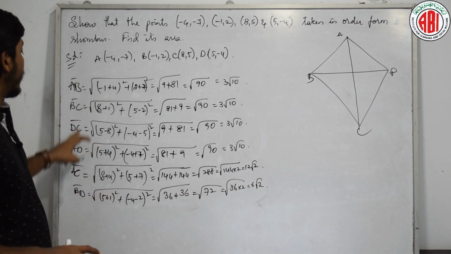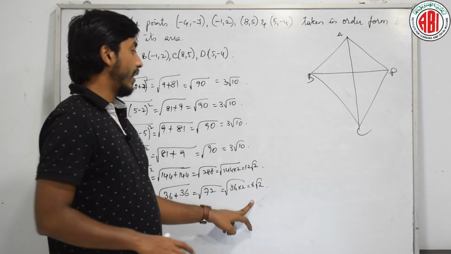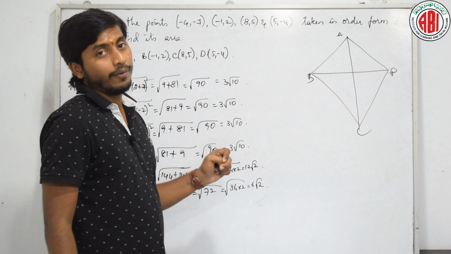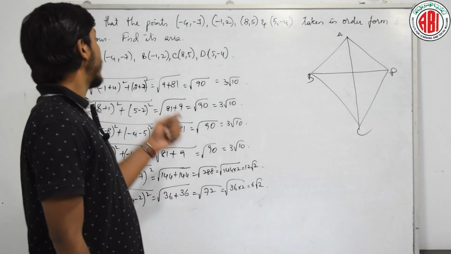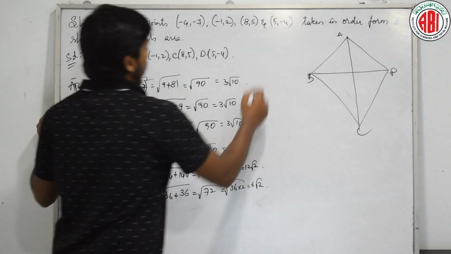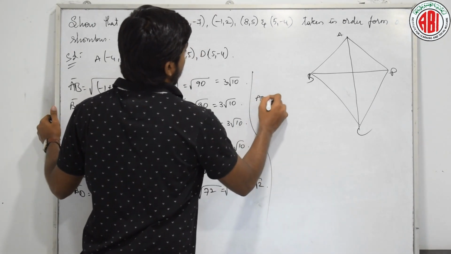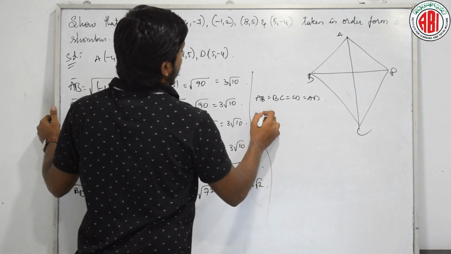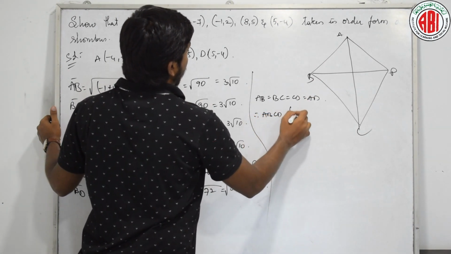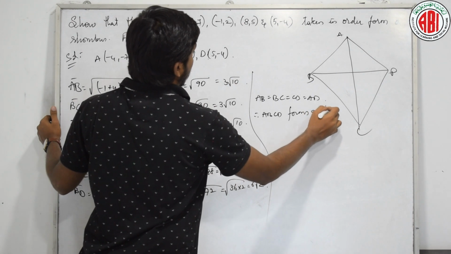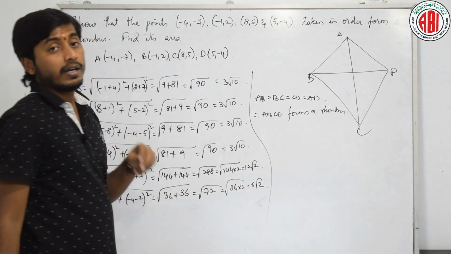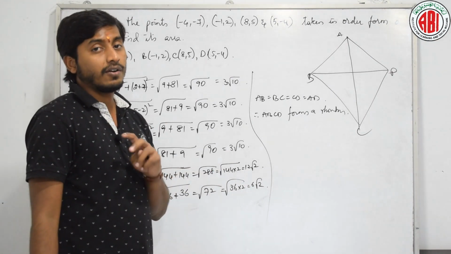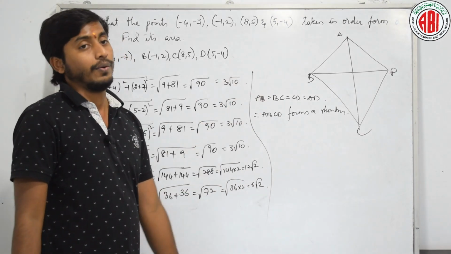Since all the sides are same, I can name these coordinates form a rhombus. Okay. Now what is that we have to do? Here I can write AB equal to BC equal to CD is equal to AD. Therefore ABCD forms a rhombus, right? And check here, AC is not equal to BD. That is, if diagonals are not equal, we can tell it as rhombus.